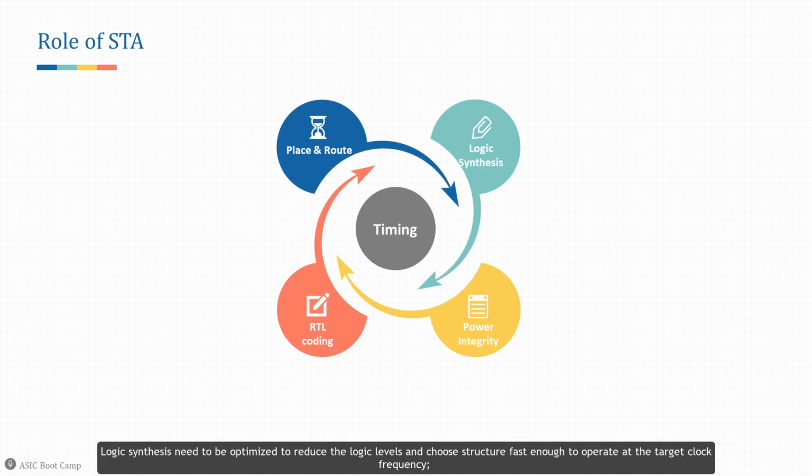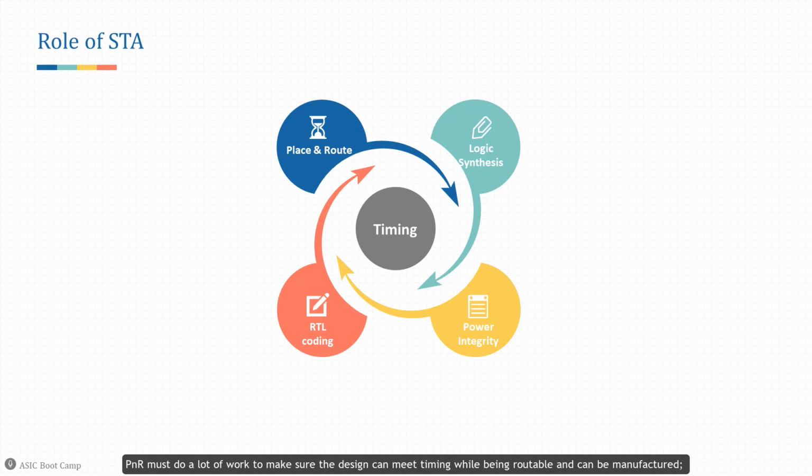Logic synthesis needs to be optimized to reduce the logic levels and choose structures fast enough to operate at the target clock frequency. Place and route must do a lot of work to make sure the design can meet timing while being routable and manufacturable. Even power integrity issues like IR drop need to take into consideration the clock frequency, the timing window of signal arrival times, and multi-signal simultaneous switching.